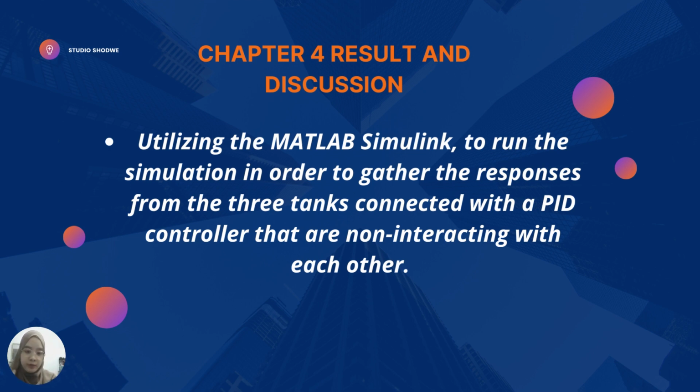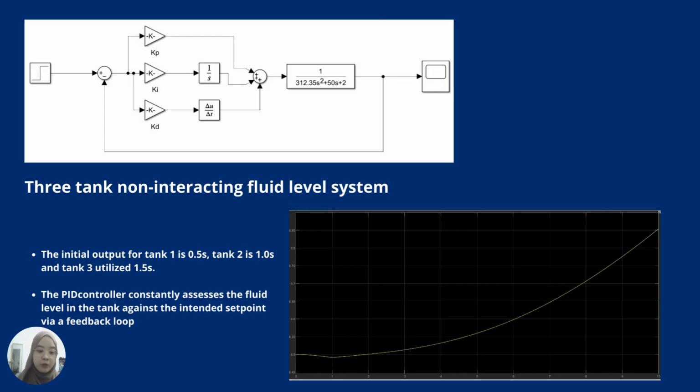Okay, for chapter 4, results and discussions. In this chapter, we are utilizing MATLAB Simulink to run the simulation in order to gather the responses from the three tanks connected with a PID controller that are non-interacting with each other, as in the diagram above. The initial output for tank 1 is 0.5 seconds, tank 2 is 1.0 seconds, and tank 3 is 1.5 seconds. The PID controller constantly assesses the fluid level in the tank against the intended set point via the feedback loops.